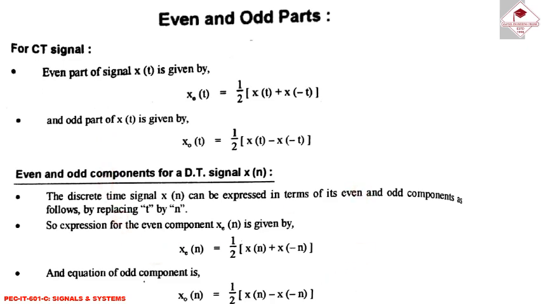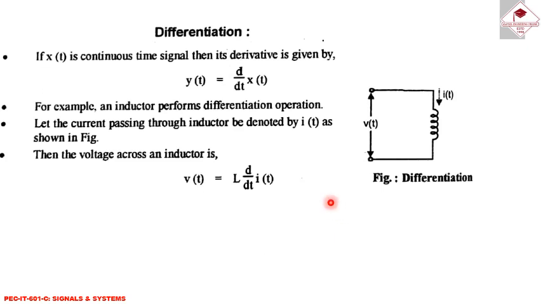Next, the differentiation operation. If x(t) is a continuous time signal, then its derivative is given by y(t) is equal to d/dt of x(t). For example, an inductor performs a differentiation operation. Let the current passing through the inductor be denoted by i(t), and then the voltage across the inductor can be written as v(t) is equal to L, the inductance, times d/dt of i(t). In this way the differentiation operation can be performed.